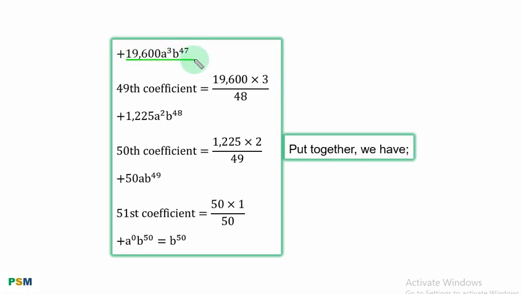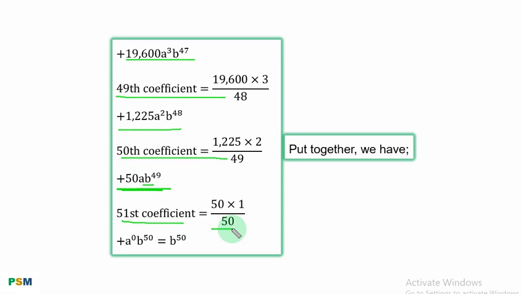Followed by this result. 49th coefficient followed by this result. 50th coefficient followed by this result. At this point, the power of the first term is 1, second term 49. If you obtain the next coefficient, that is 50 times 1 divided by 50, you have 1.